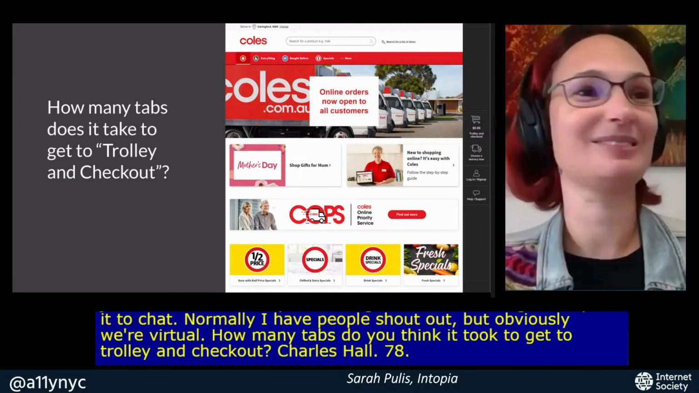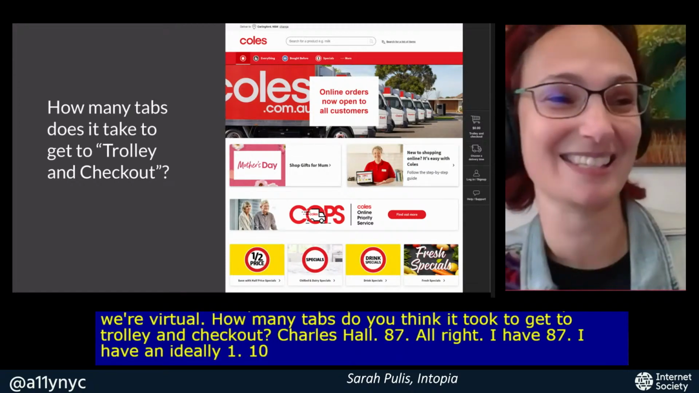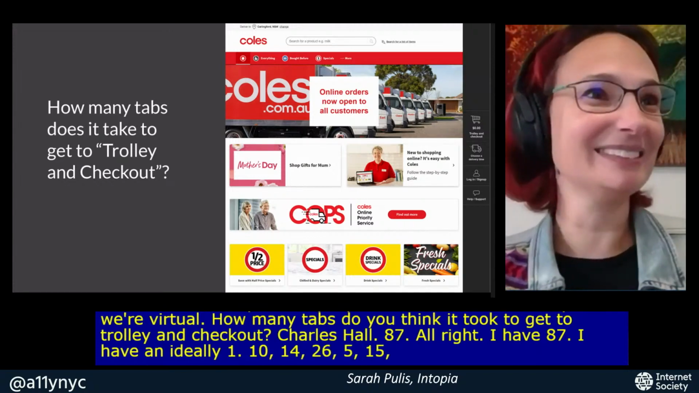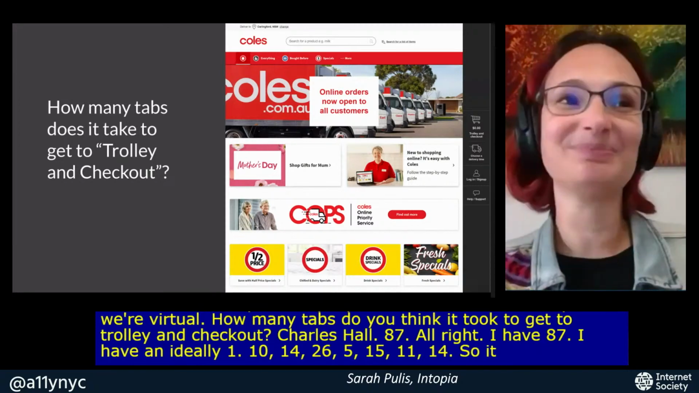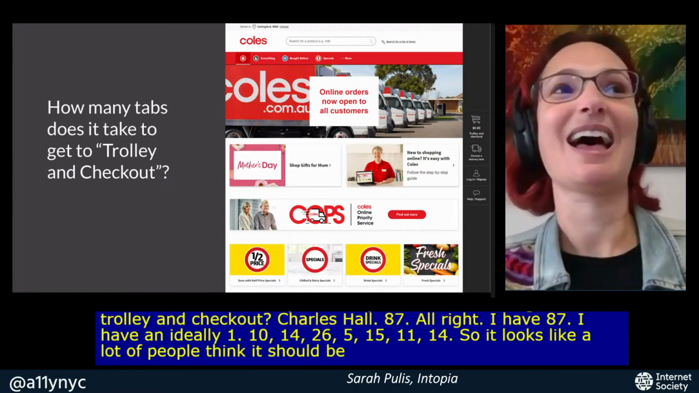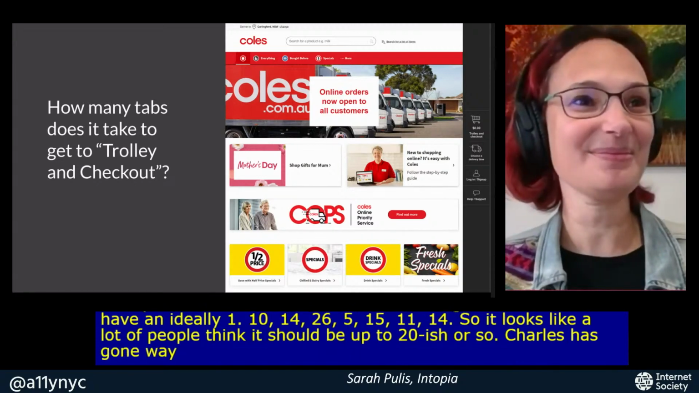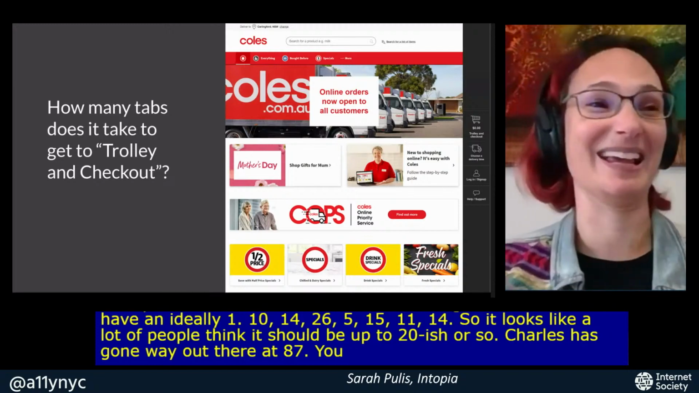I have an ideally 1, 10, 14, 25, 26, 5, 15, 11, 14. So it looks like a lot of people think it should be around 20, up to 20-ish or so. Charles has gone way out there at 87. You can't reach it. No, that wasn't a problem, I'm happy to say.